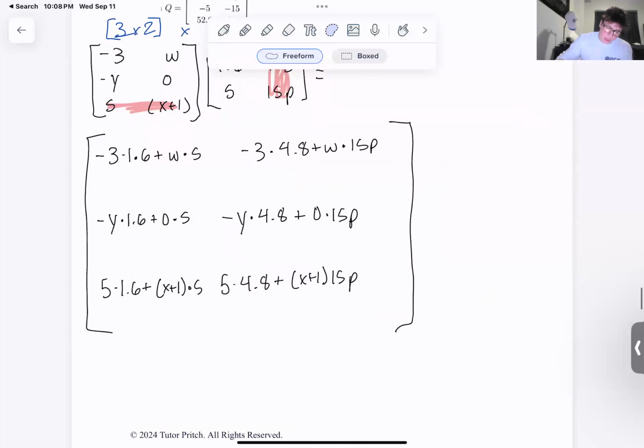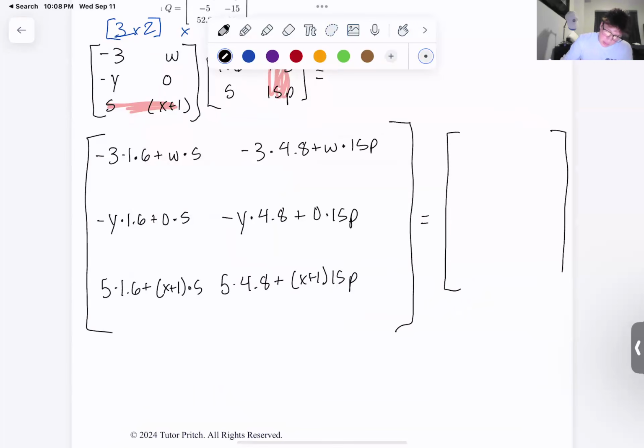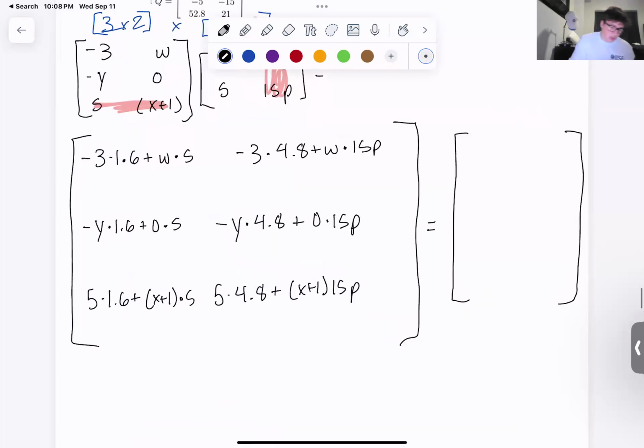So I have that right there. I'm going to go ahead and try and simplify it just so that it doesn't look too messy. So -3 times 1.6, that's -4.8 plus 5W. -3 times 4.8, that's -14.4.